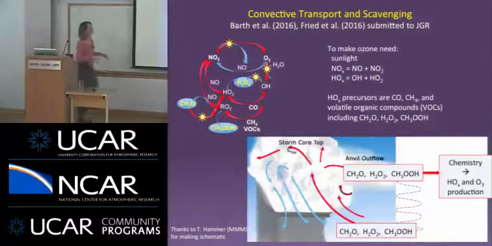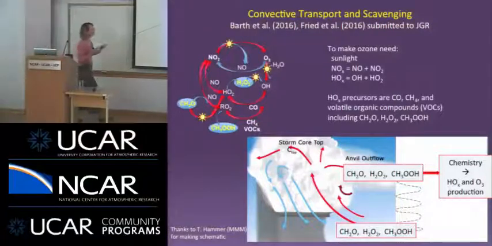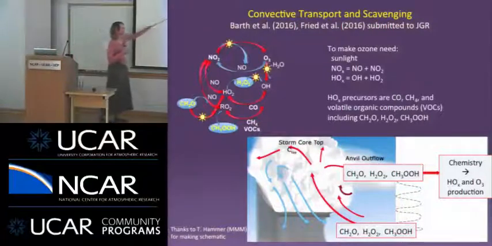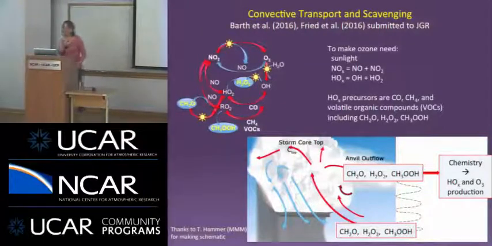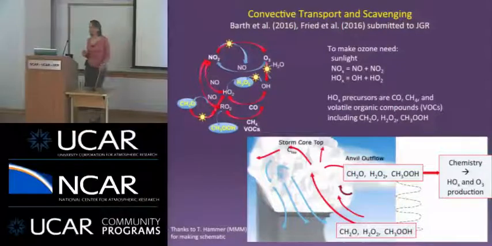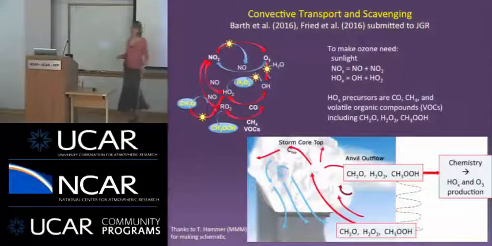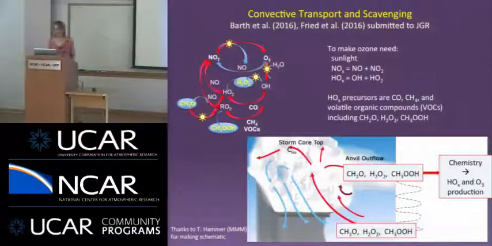And now I want to start looking more at convective transport and scavenging. I want to remind you of the chemistry that's going on: we're going to look at formaldehyde and the peroxides, which are soluble trace gases and an important component of the precursors that make HOx radicals and ozone. And so we're interested in how much went into these storms and how much is coming out, in order to understand the chemistry going on downwind.